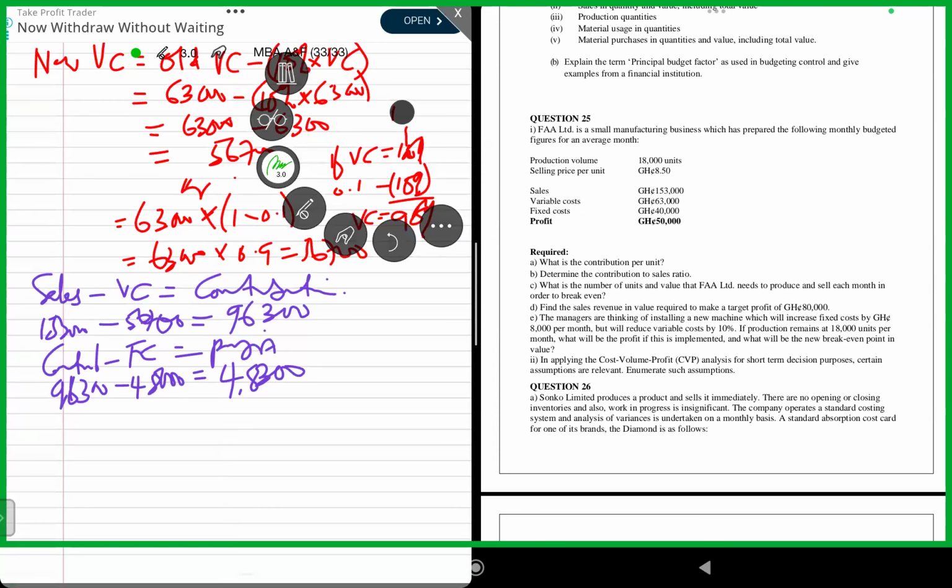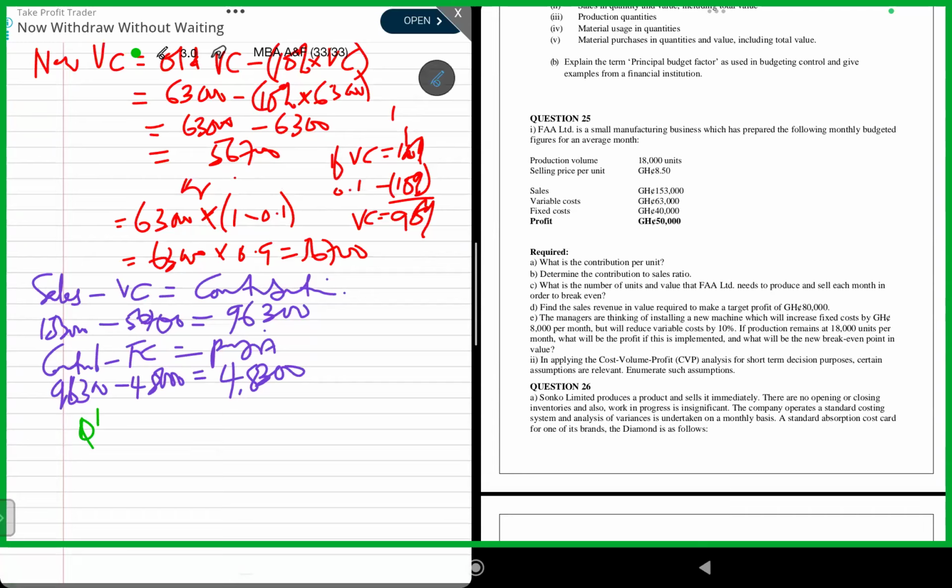So it says if production remains at 18,000 units per month, what will be the profit if this is implemented? So let's say the quantity is 18,000. I'm using this: quantity equals the FC plus the target profit over contribution margin. Because the values have changed, you have to find a new contribution margin. Is that correct? Yes.